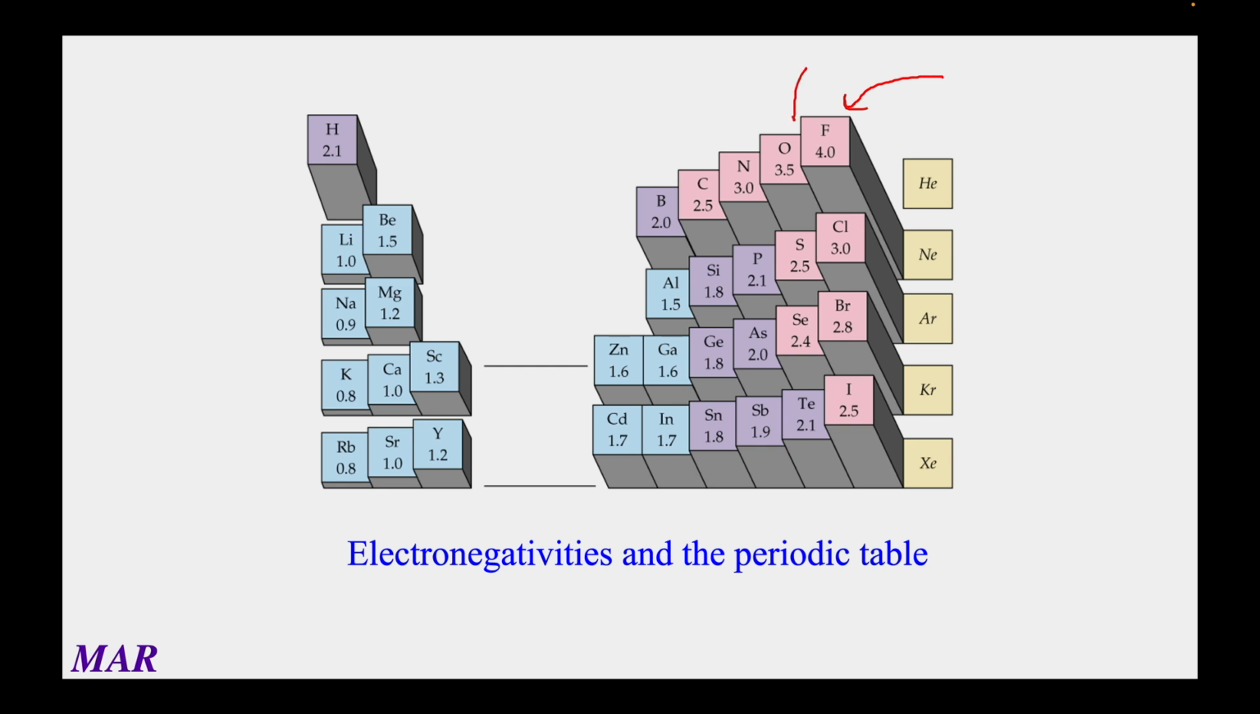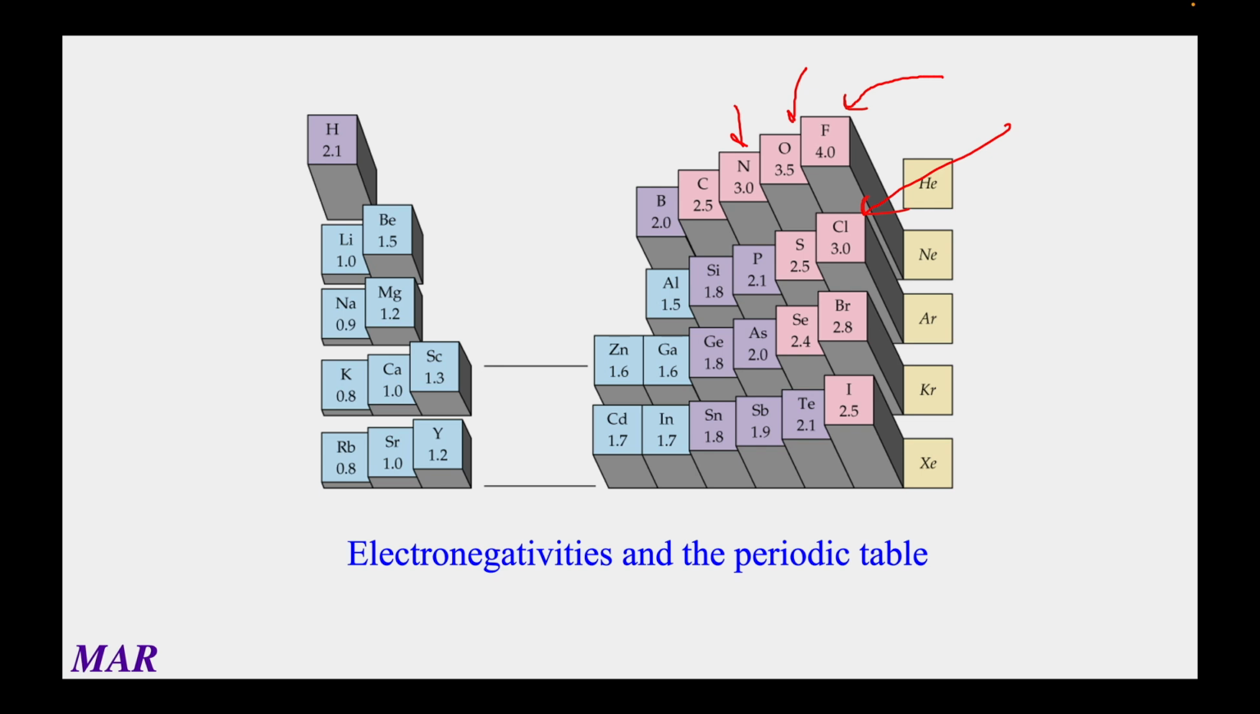Now, oxygen is number 2. It's got a value of 3.5. Not as much as fluorine. Fluorine's got a 4 value, but pretty high. And then nitrogen and chlorine are tied for number 3. They both have a value of 3, so they're also into electrons a lot. And you can see how it kind of goes down and down.